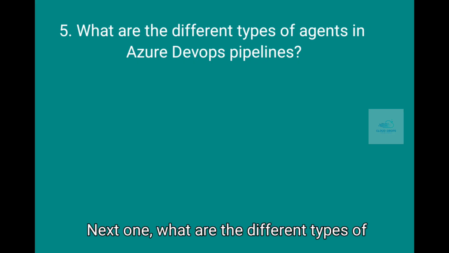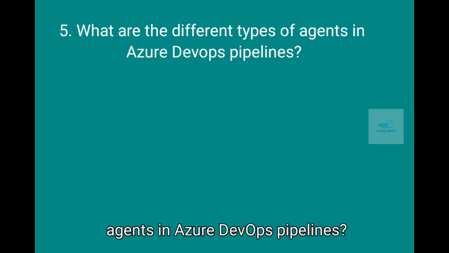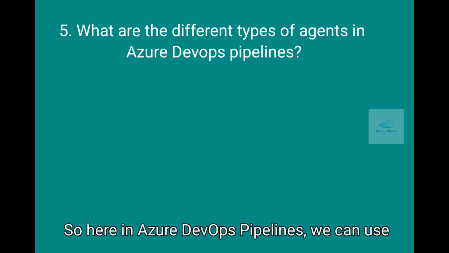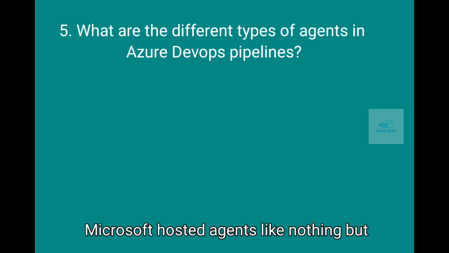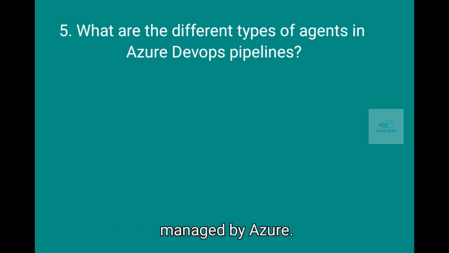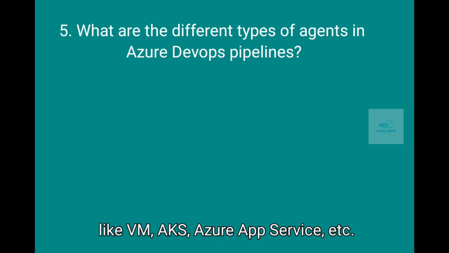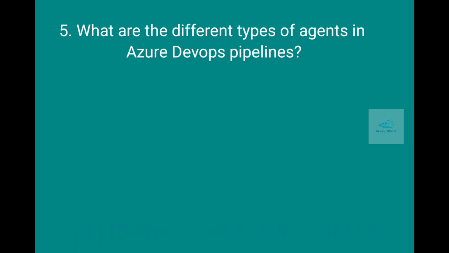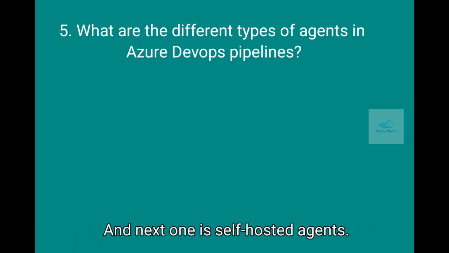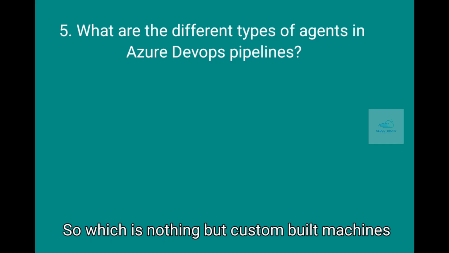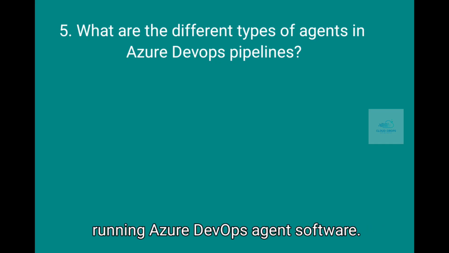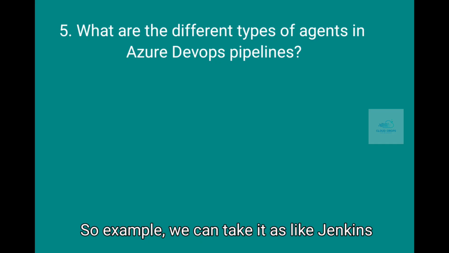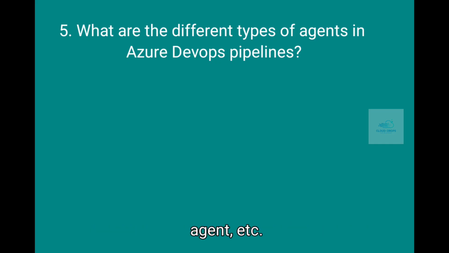Next one, what are the different types of agents in Azure DevOps pipelines? So here in Azure DevOps pipelines, we can use Microsoft hosted agents, nothing but managed by Azure like VM, AKS, Azure App Service, etc. And there, which consists of pre-installed tools. And next one is self-hosted agents. So which is nothing but custom-built machines running Azure DevOps agent software. So example, we can take it as like Jenkins agent, etc.